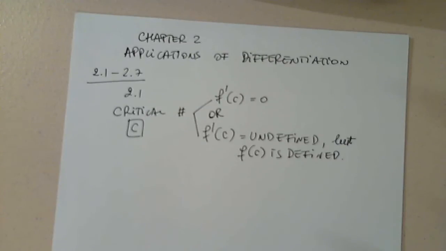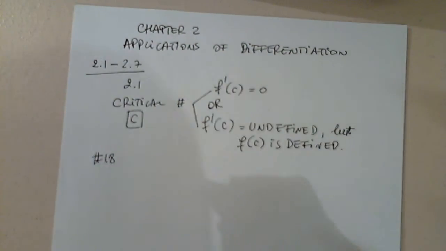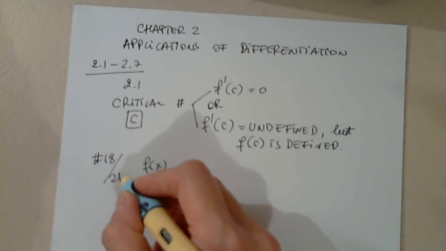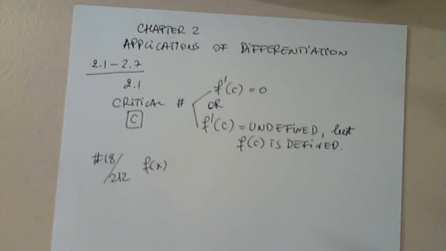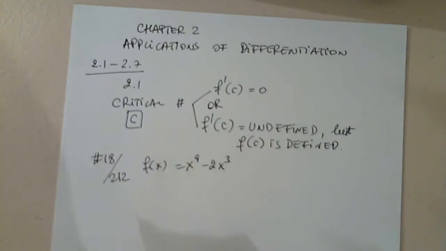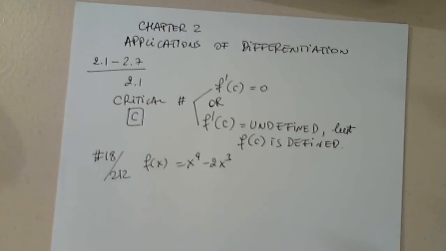So I'd like to look on page 212. And let's say we start with problem 18. In problem 18, we are given a function which is f of x. One more time, page 212. f of x is x to the fourth minus 2x to the third. We're asked to find everything we can about this function and sketch its graph.